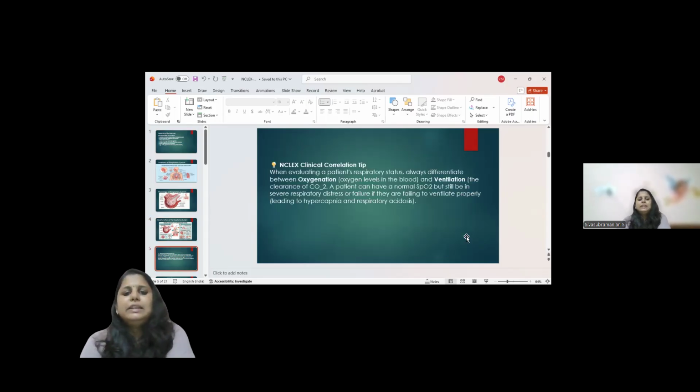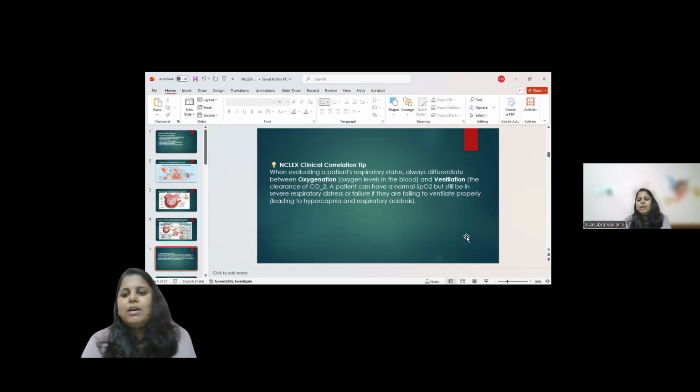Now the NCLEX clinical correlation tip. Whenever you are evaluating the patient's respiratory system, always remember the differentiation between oxygenation and ventilation. Do you think oxygenation and ventilation are the same? No, it's not the same. Oxygenation is the oxygen in the blood. Ventilation means the clearance of CO2. A patient can have a normal SpO2 but still be in severe respiratory distress or failure if they are failing to ventilate properly. It can lead to hypercapnia and respiratory acidosis.